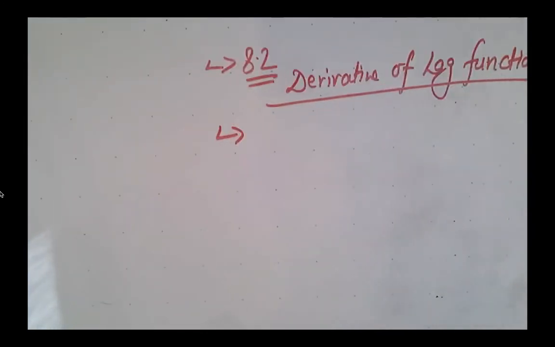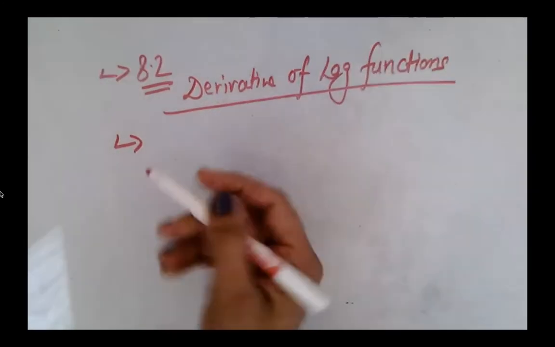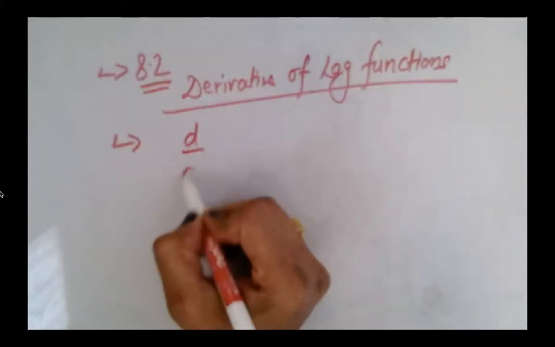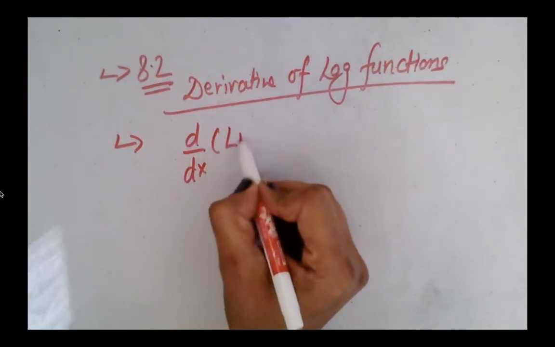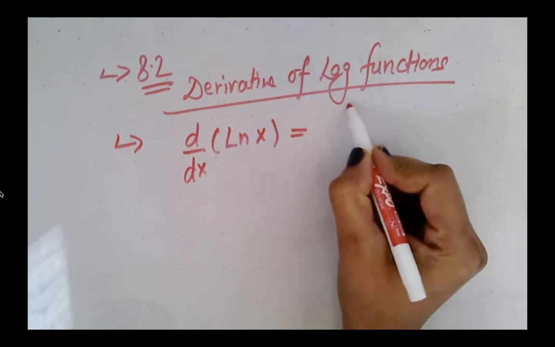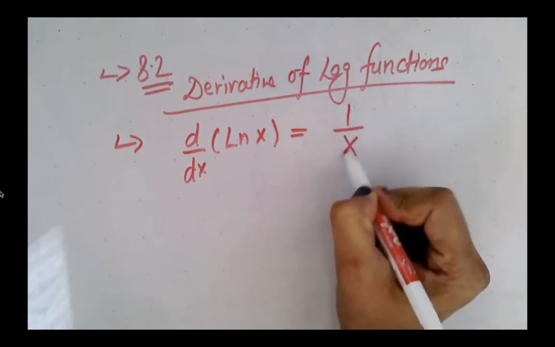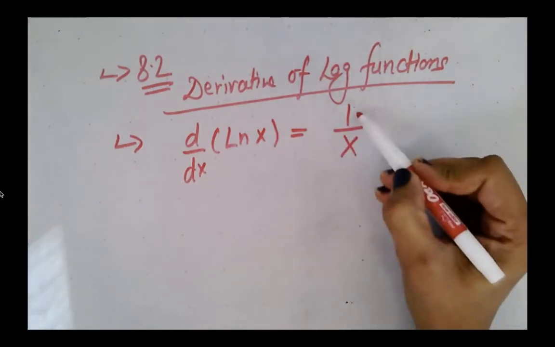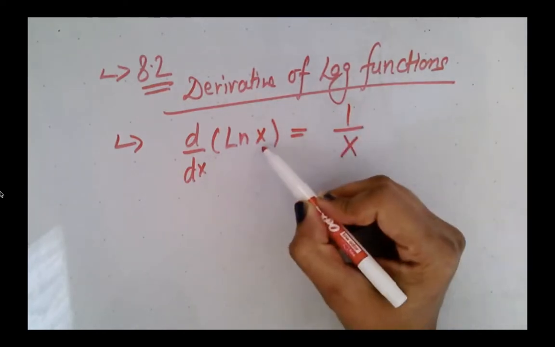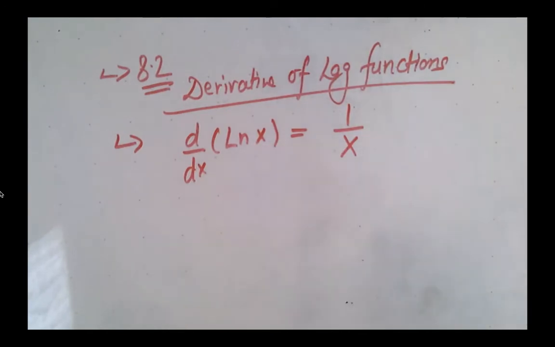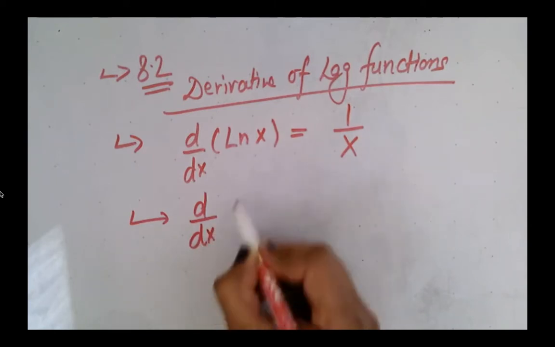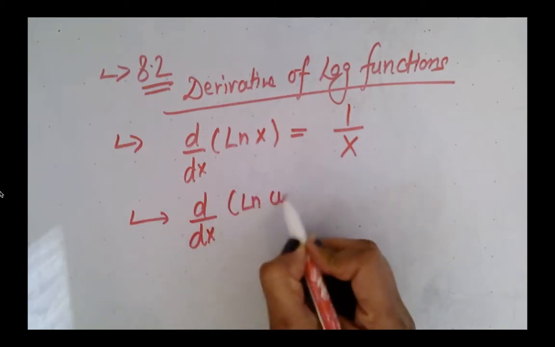So here's the first rule. If you have to take the derivative of the ln function, then it would be equal to 1 over x. It means 1 over the function itself. When I say the function, it means the part that goes with the ln function. But let's say this function is different than just x. Let's say it's ln of u.